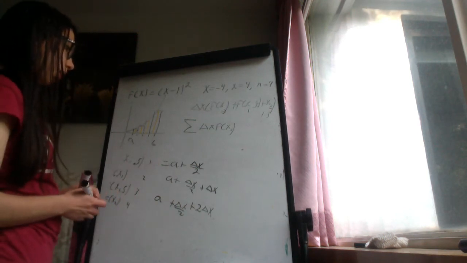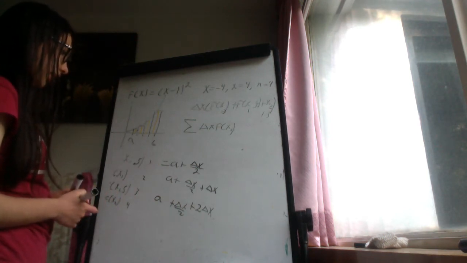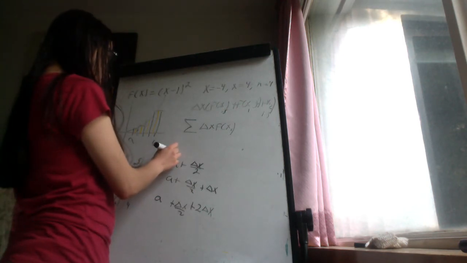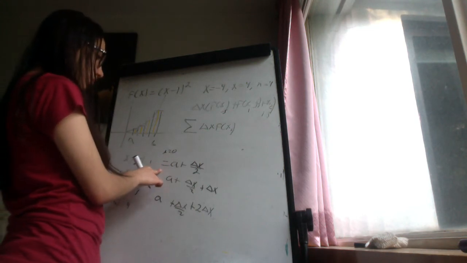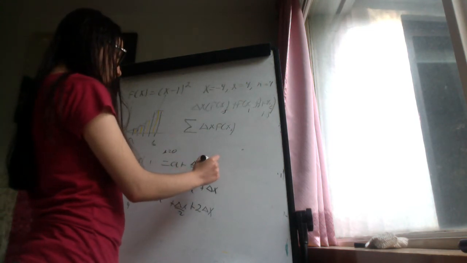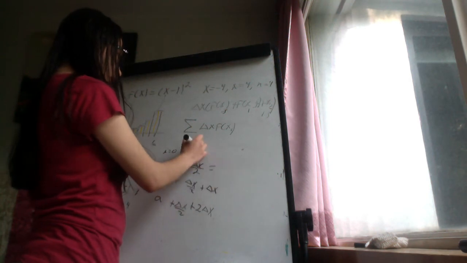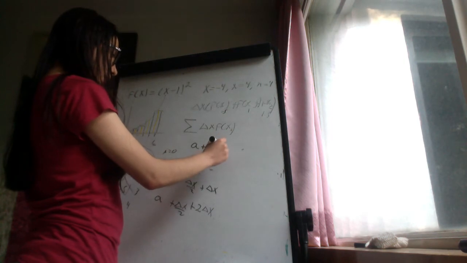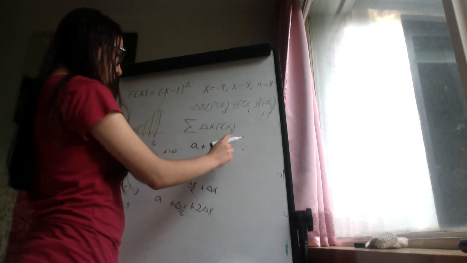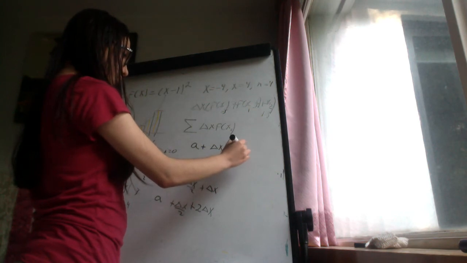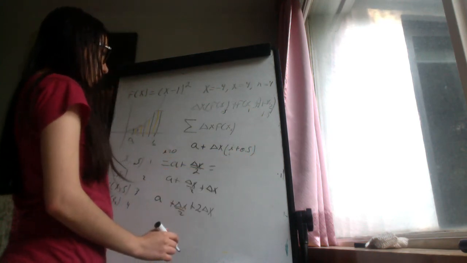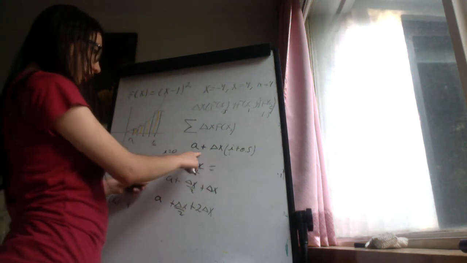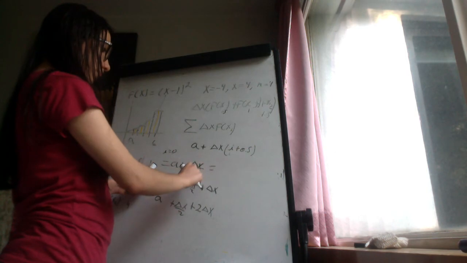Alright, now how do we put it in terms of I? If I is equal to 0, beginning from 0, this will be a plus delta x times I plus 0.5. Look, if I is equal to 0, in the first term, we have a plus 0.5 delta x, which is half of delta x.